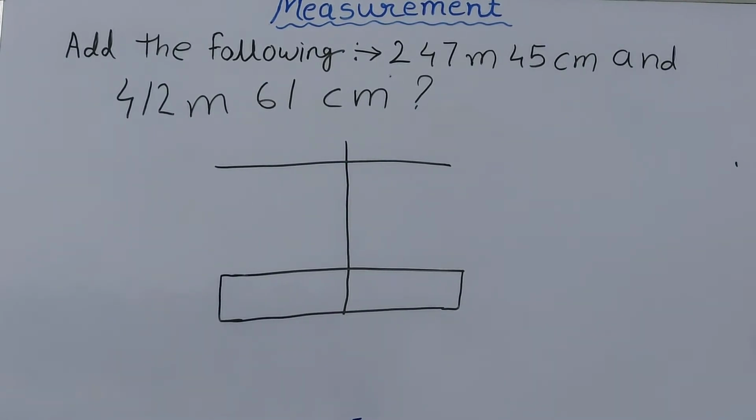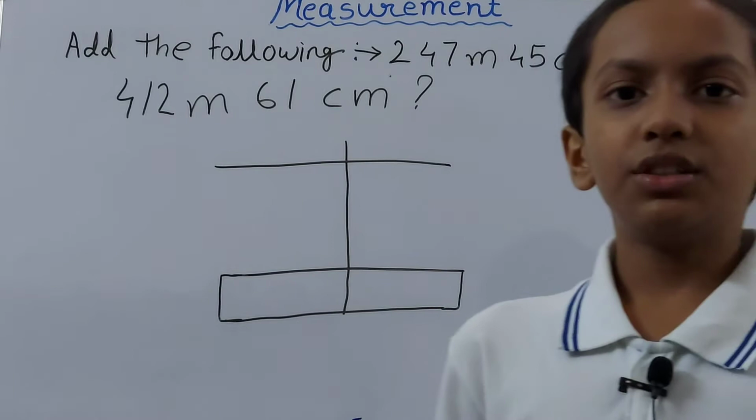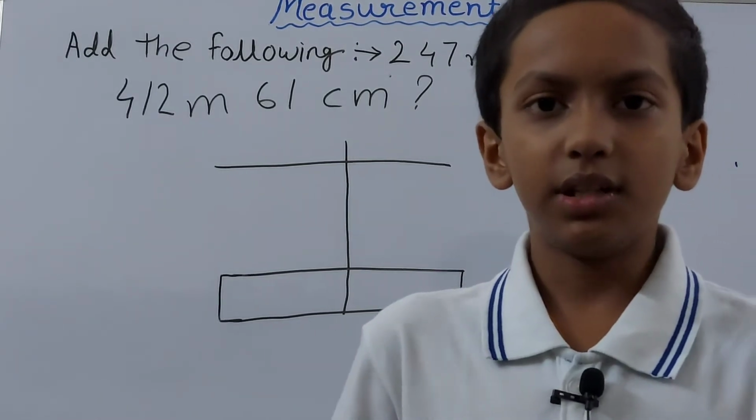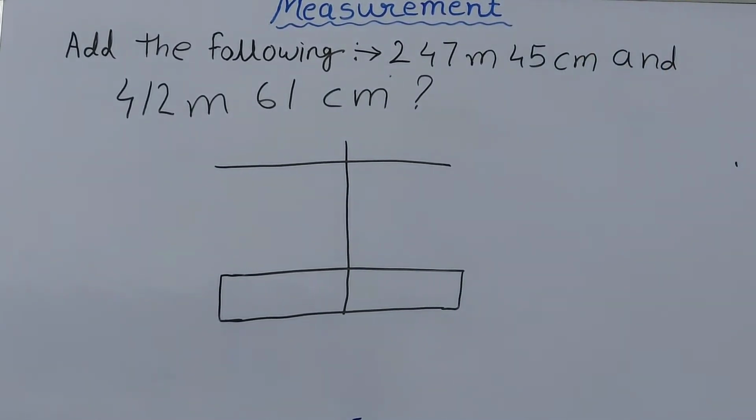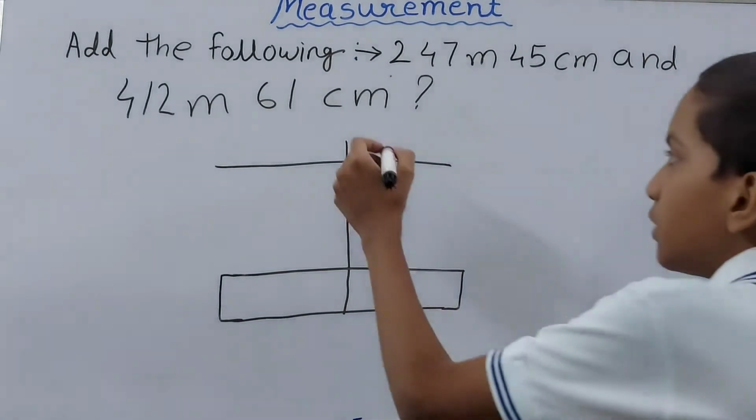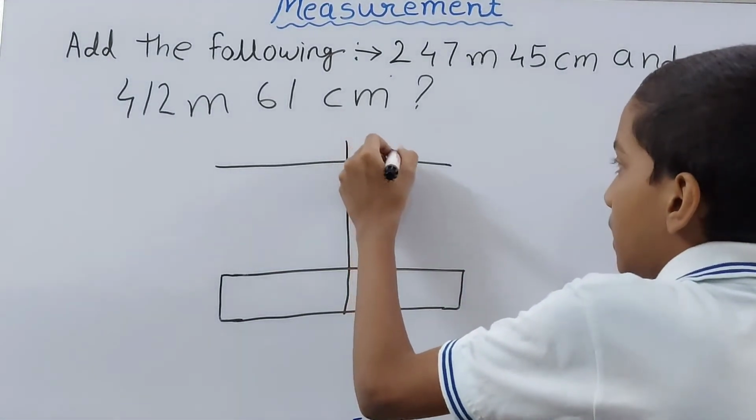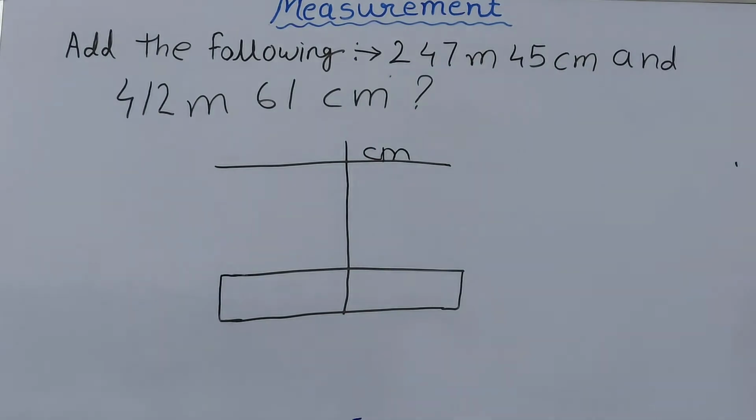Friends, after this we have to make 2 columns like this. Okay, and now we have to separate the units and their numbers. So let's separate them. First, we are going to start with the smallest unit from the right side. Okay, so the smallest unit is centimeters, alright? And underneath that we write our numbers.